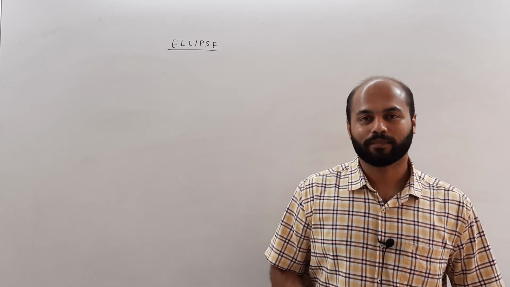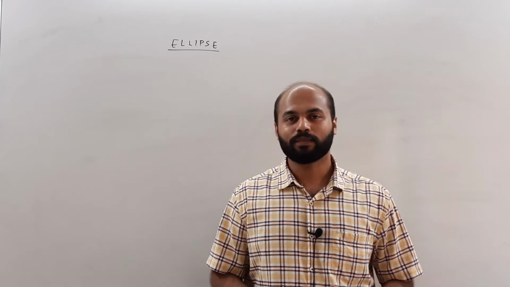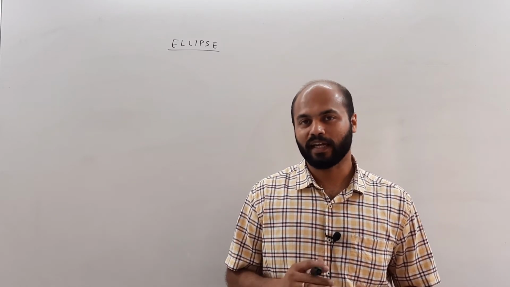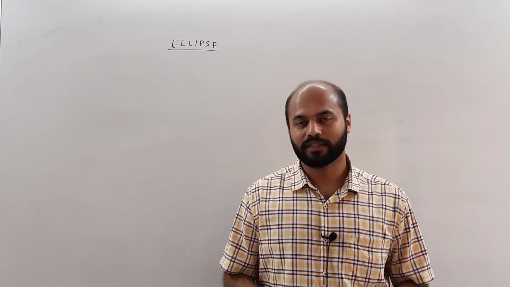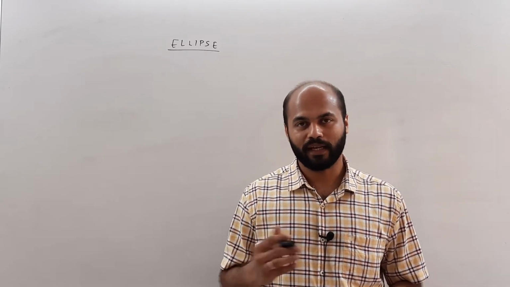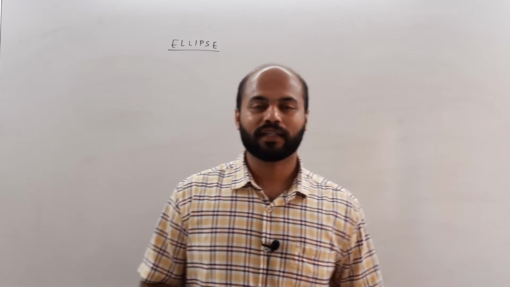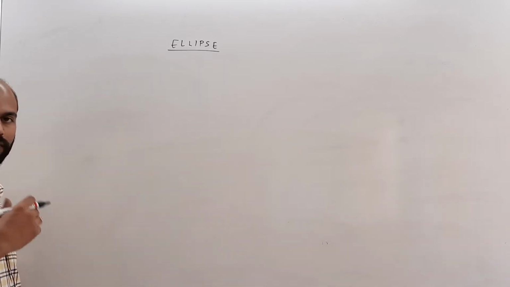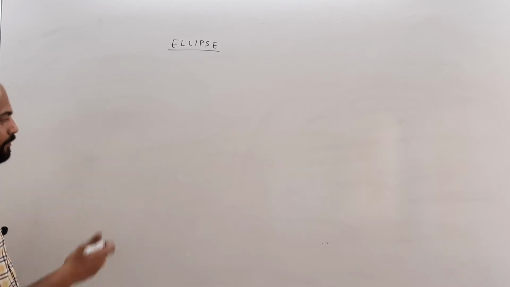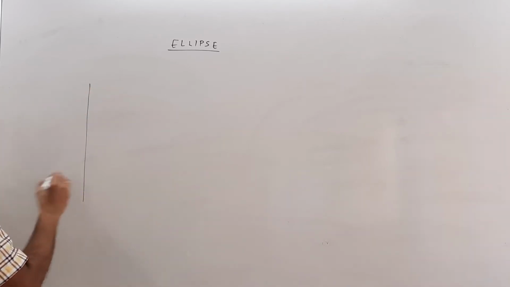Hello and welcome to this chapter of conic sections. In this part, we discuss the ellipse, the next conic section. So first one was circle, second one is parabola, third one is ellipse. So let's first understand the definition. Again, the concept almost remains the same, just that there is some minor variation.